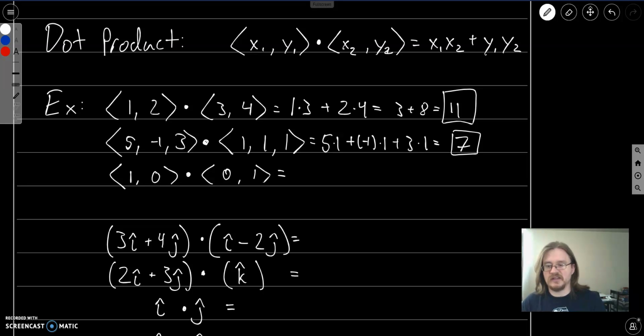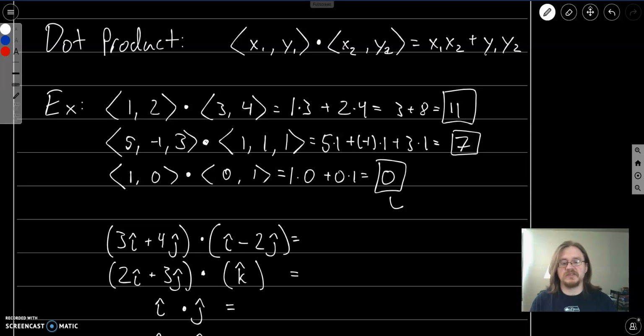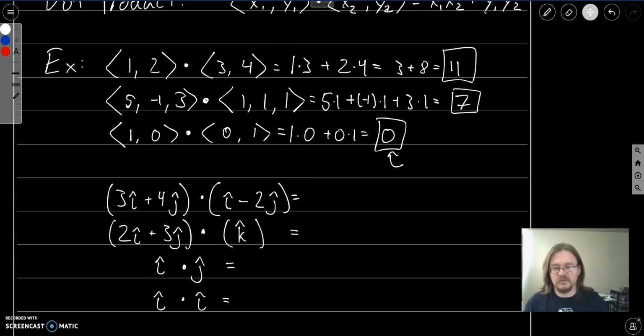Here we've got an interesting example. We've got 1, 0 times 0, 1. So we multiply the x coordinates. So we take 1 times 0 plus 0 times 1. Well, that's 0 and that's 0. And when we add all that up, we get 0. This is actually a special case that we'll see in a little bit. When the dot product of two vectors is 0, this is important, and it means something in particular. But we'll see that in a little bit.